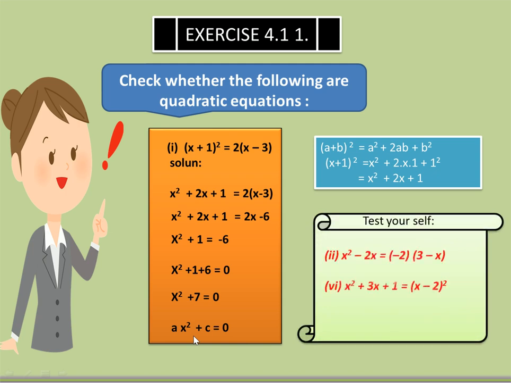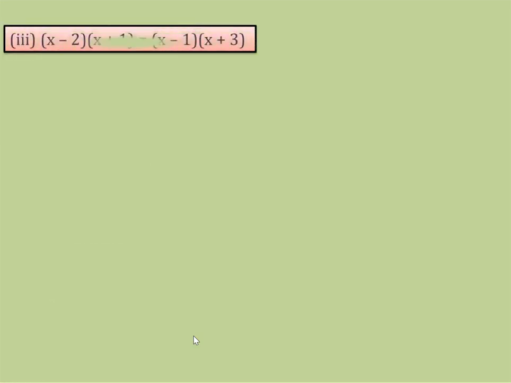Okay, now test yourself. Just take down the problem. It's there in the exercise also, second one, first main, second problem and the sixth problem. Okay, it's very simple. Simplify. Next, one more problem, that's x minus 2 into x plus 1 is equal to x minus 1 into x plus 3.